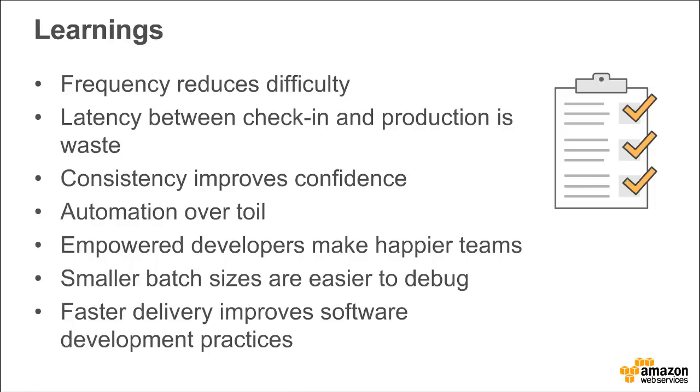Empowered developers make happier teams. Developers that can ship, developers that can quickly find a bug and fix that bug and get it out to production tend to be happier than teams that are mired in processes that take days or weeks to get changes out to production. And likewise, smaller batch sizes are far easier to debug.